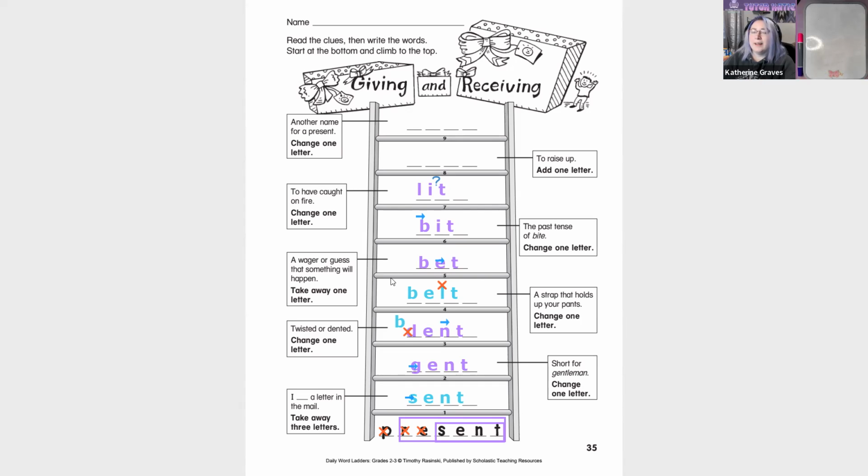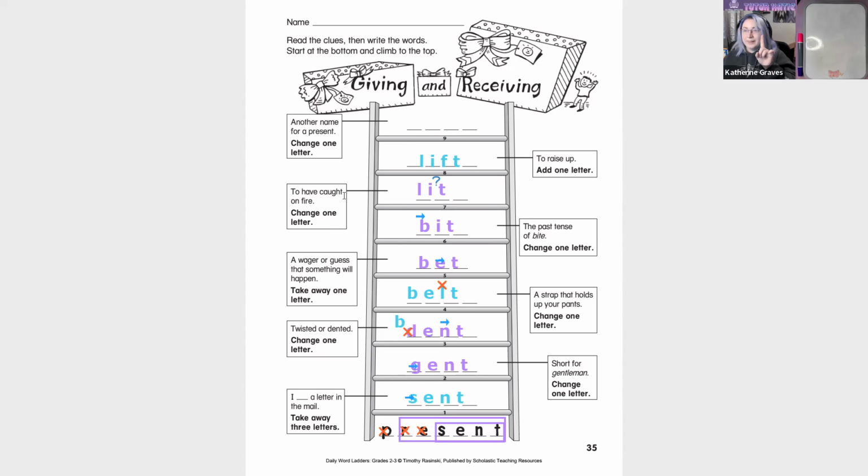Some people call an elevator this word. Going to be the word lift. That's okay. All right. And now our last one of this page anyways, is another name for a present.